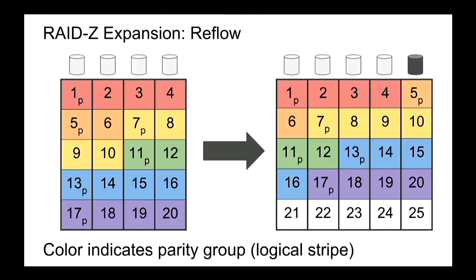RAID Z is a little bit more complicated looking, and conceptually, there's a bunch more stuff to think about here. But in practice, it turns out that it's actually simpler than what I just described for traditional RAID. With RAID Z, the key thing is that when we allocate space, we're allocating space for both the data and the parity. So the logical stripe might be different than the physical stripe, meaning that we don't know just from looking at the layout of the disks where the parity is.